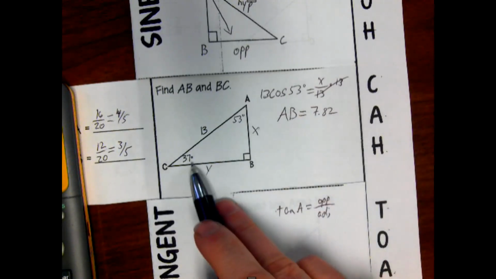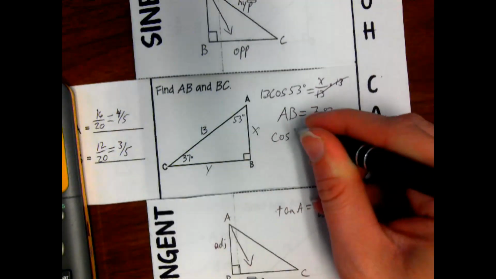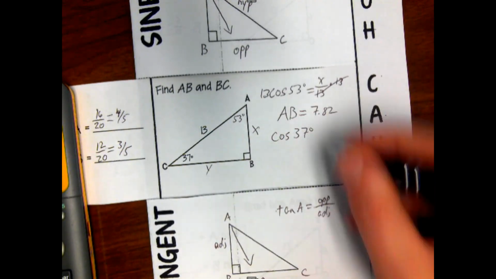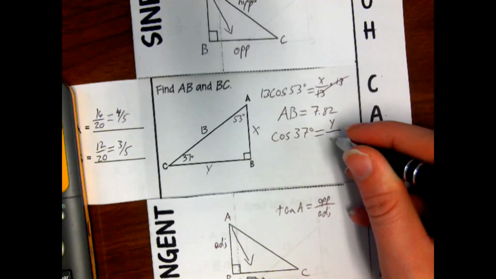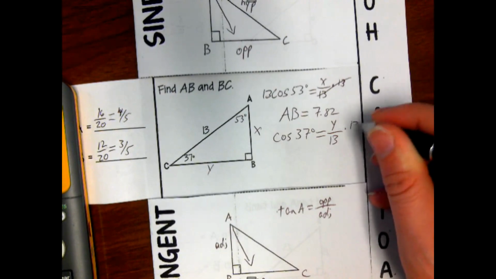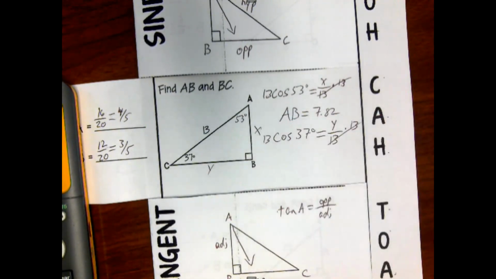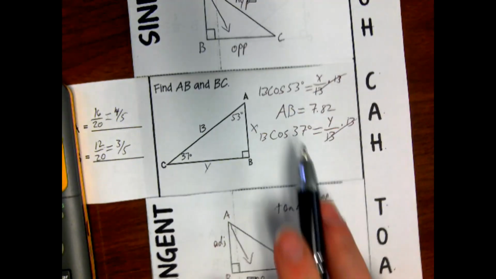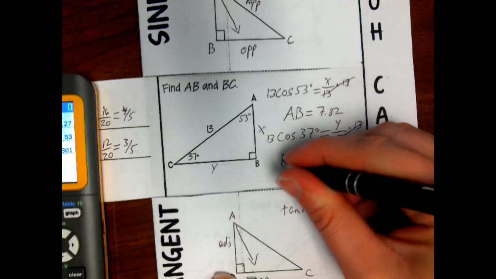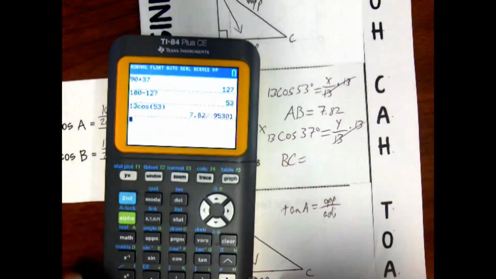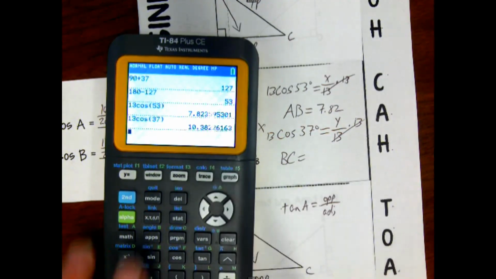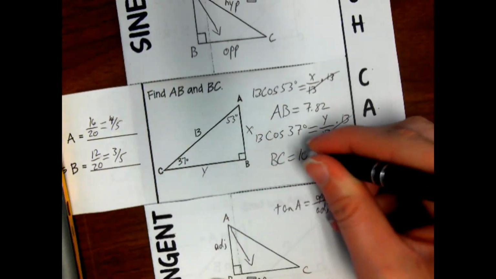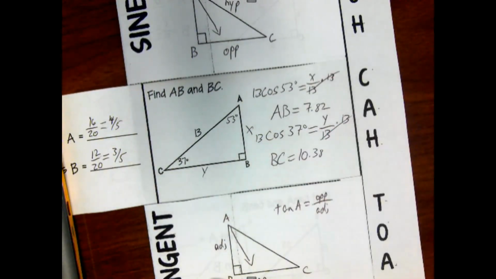Now to find y, I'm going to use the cosine of 37 degrees, which equals the length of this side, y, over the hypotenuse, still 13. And again, multiplying both sides by that 13 to get my answer. So 13 cosine 37 is going to get me BC. 13 cosine 37. 10.38. And that is the length of this other side.